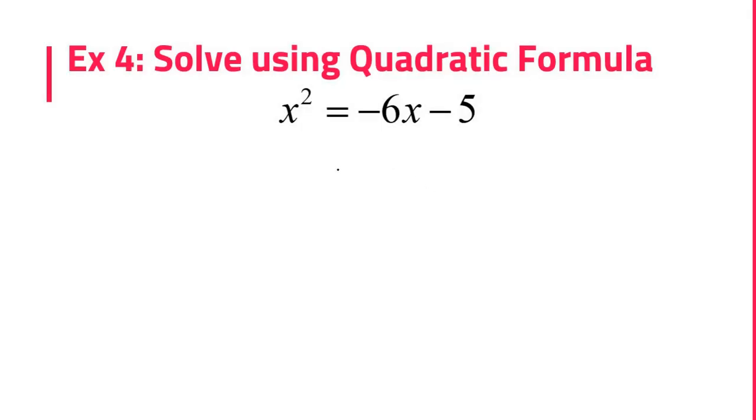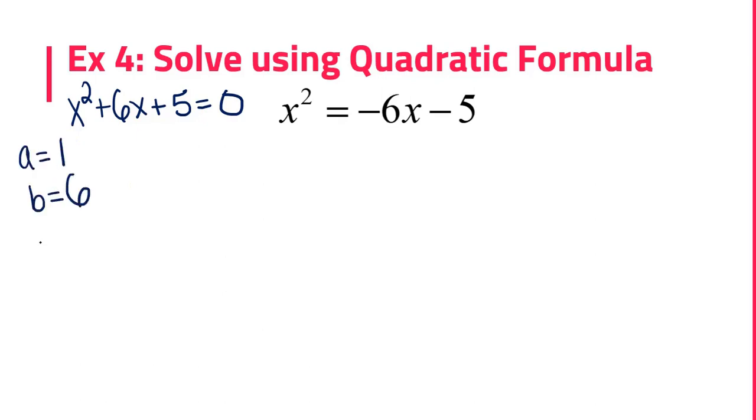Let's try exercise 4. So I'm going to move everybody again to one side, and I like to leave my x squared to be positive. So then I'm going to note my a is 1, my b is 6, and my c is 5.